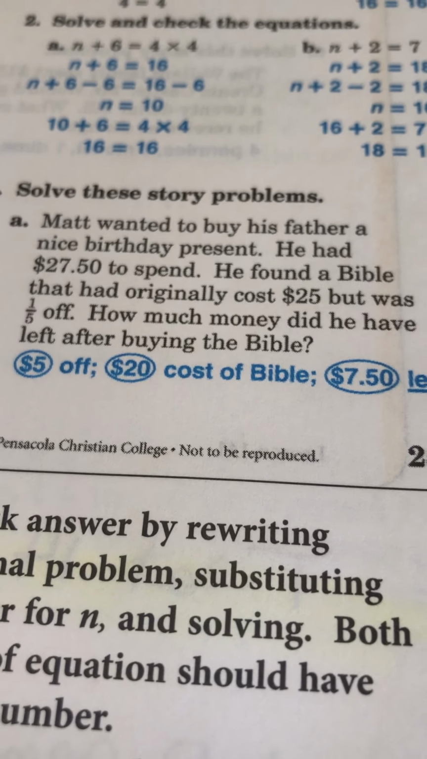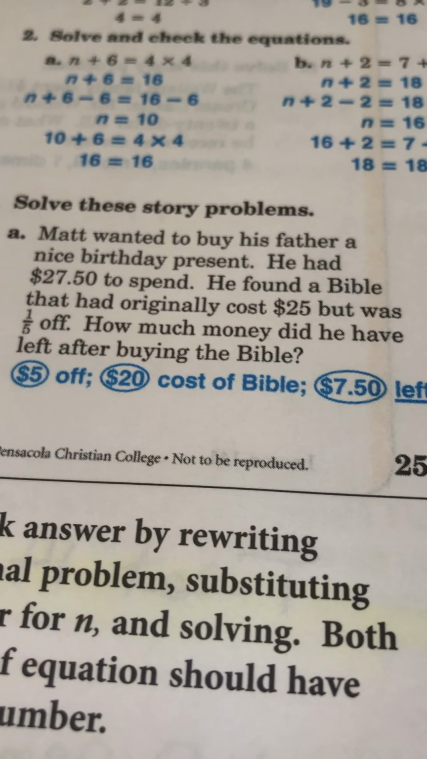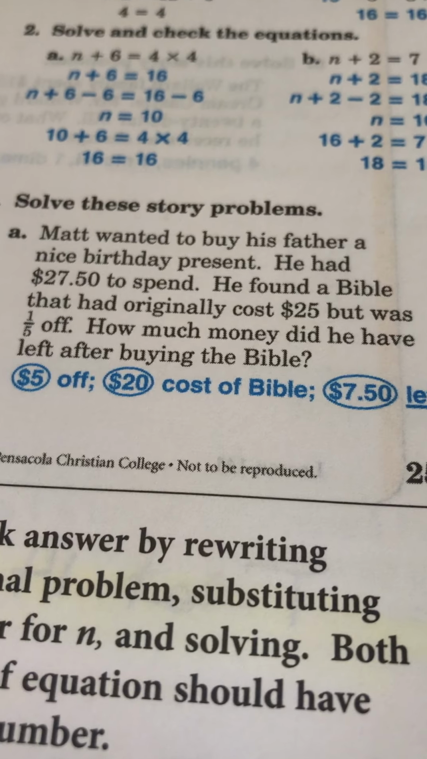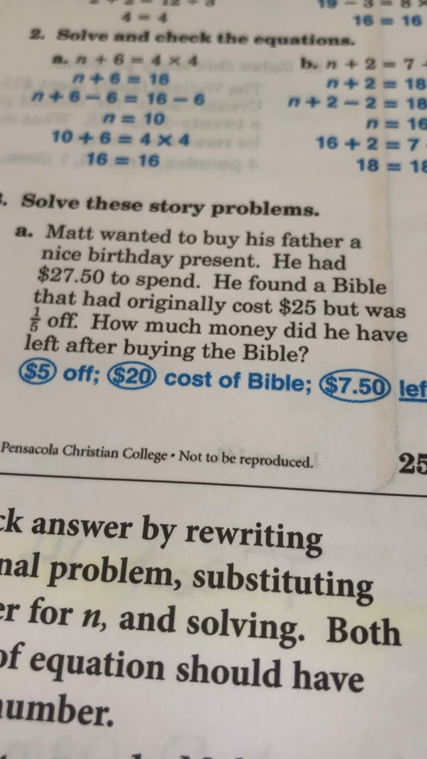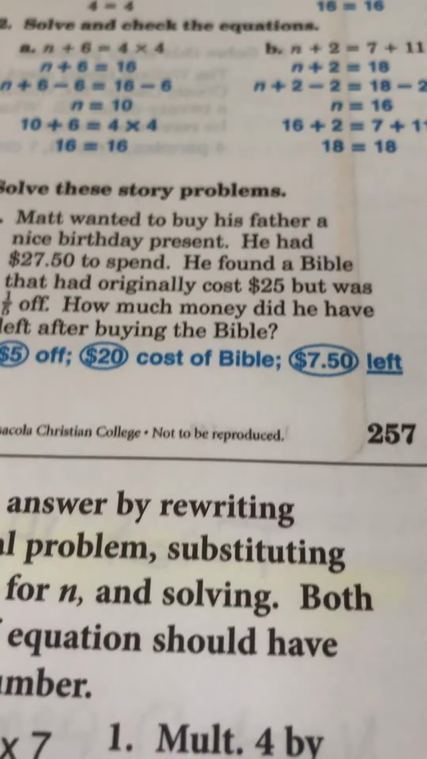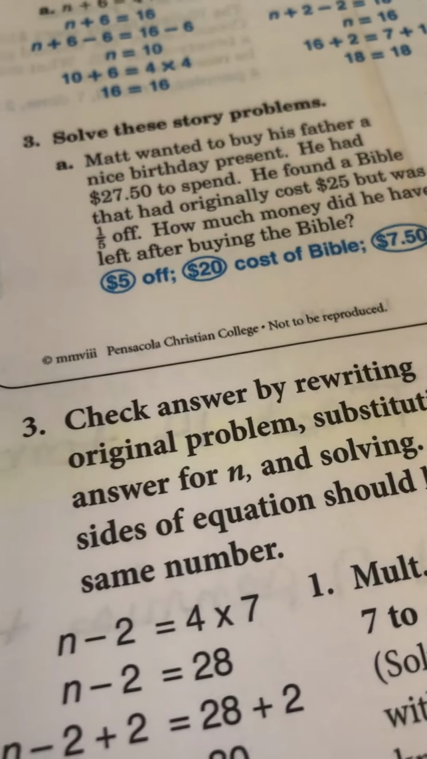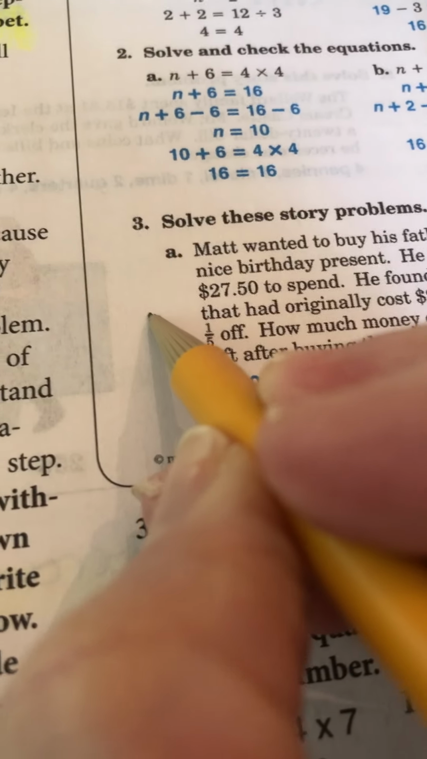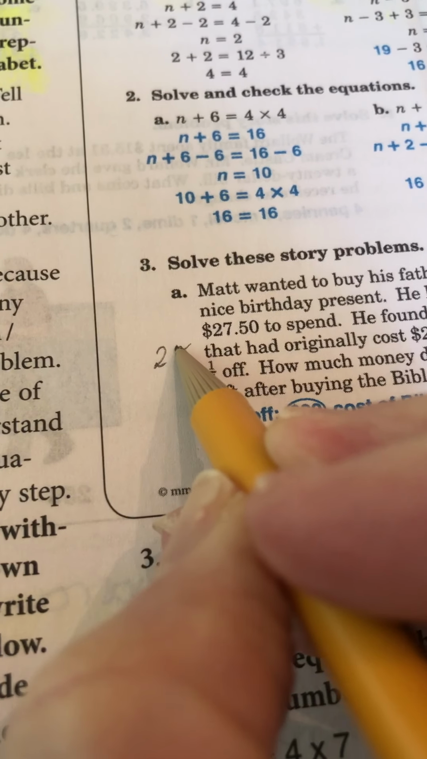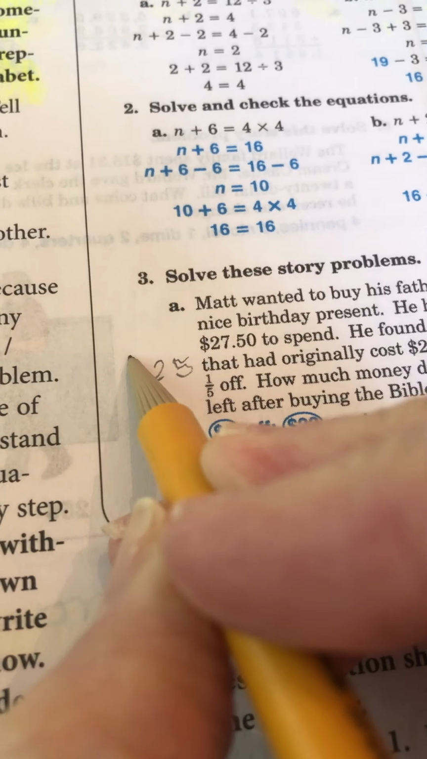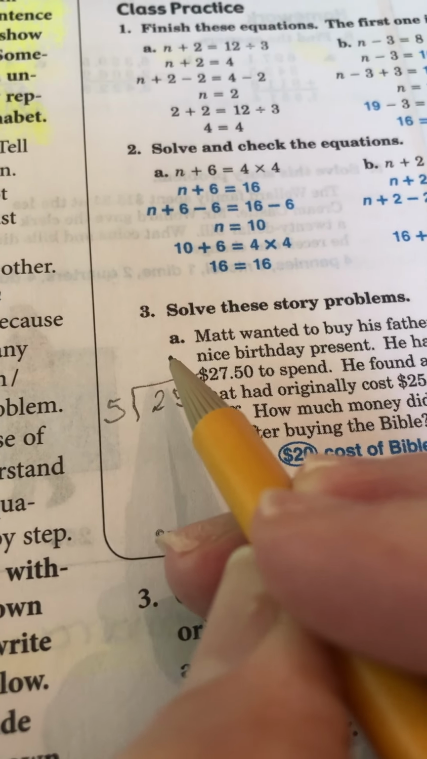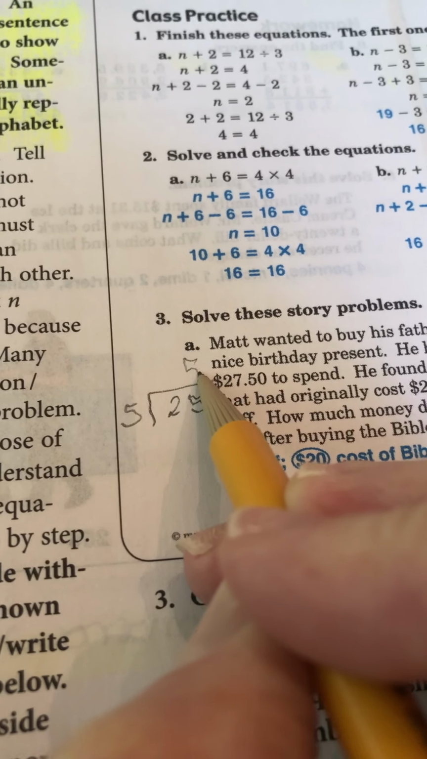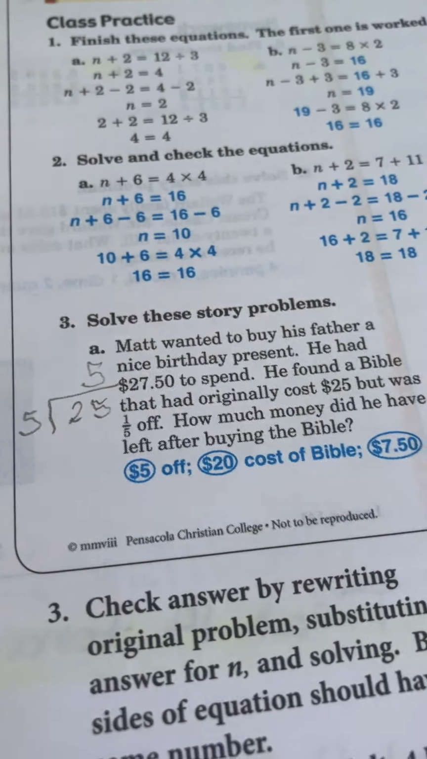He found a Bible that had originally cost $25 but was 1/5 off. How much money did he have left after buying the Bible? Okay, now the first thing you're going to do, class, is take the 25, and because it's 1/5 off, you're going to divide it by 5. So 5 goes into 25 5 times, right? So it's $5 off.